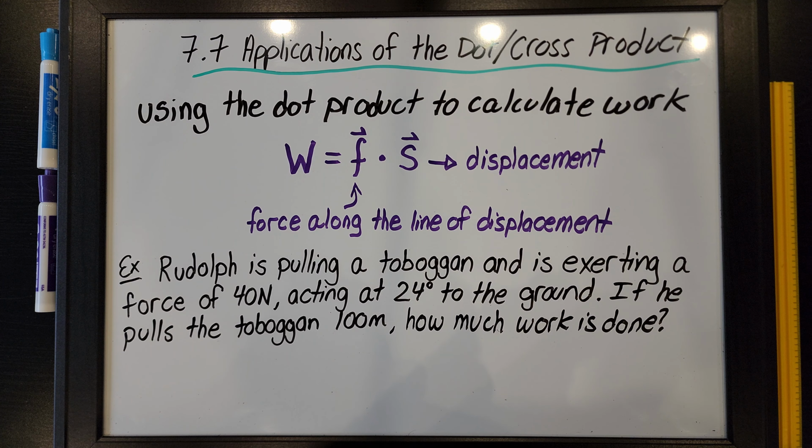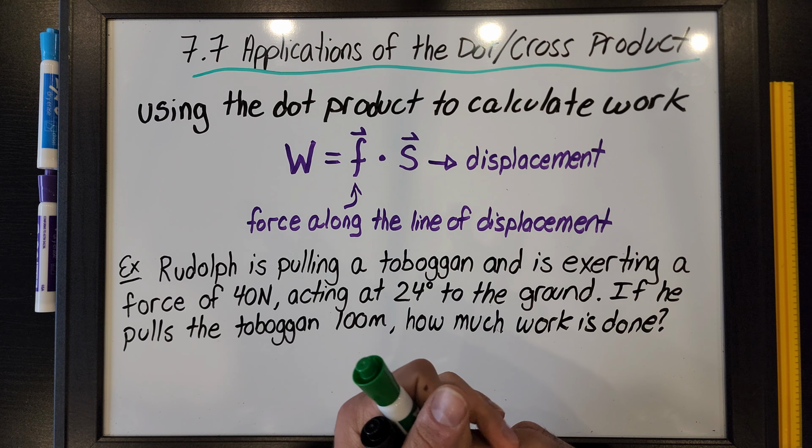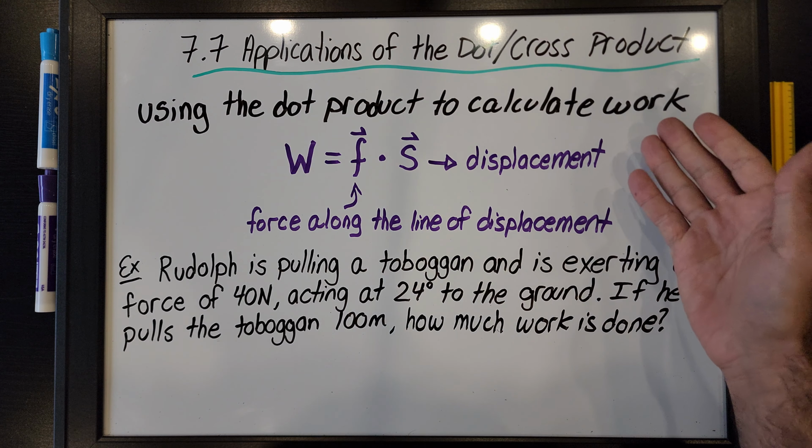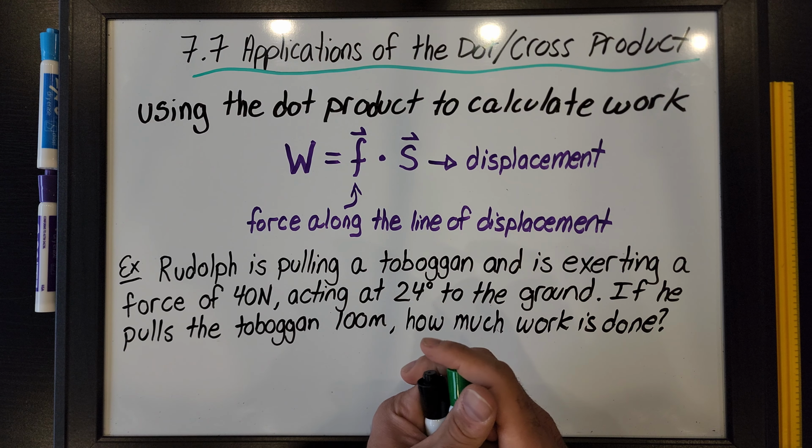So now 7.7 is the application of the dot and cross product that we learned in 7.3, 7.4, 7.5, all these different sections. And we can apply these to concepts in physics, but really it's a concept of vectors, right? So we can use the dot product to actually calculate work. And if you haven't taken physics yet, work is just a composition of force and displacement.